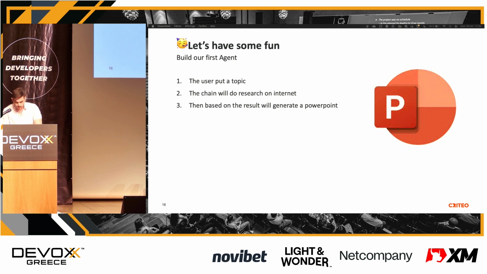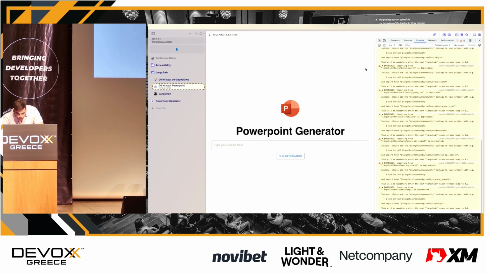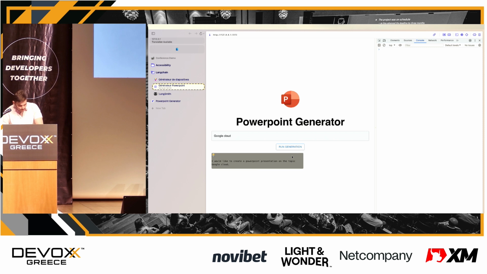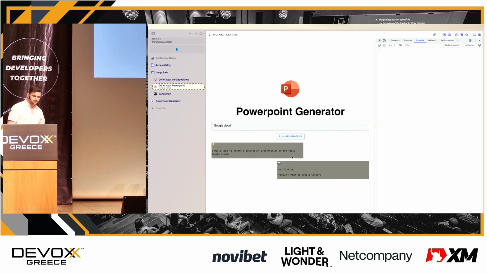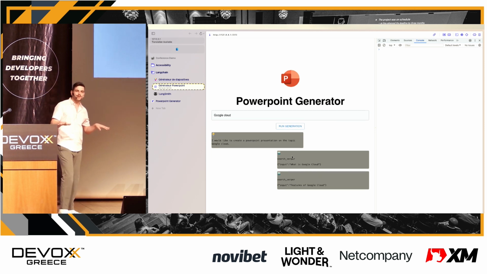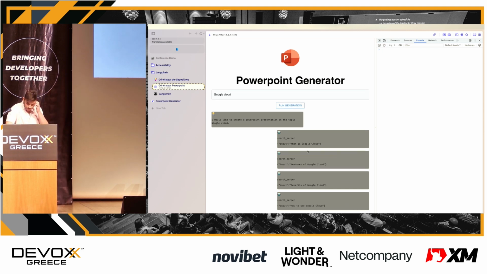If I go on the console, look, we'll see if it's working or not. It really depends on whether the LLM is lazy or not. So I would like to create a PowerPoint on Google Cloud. To be honest, we are not using cloud at Criteo, so I don't know anything about cloud. So we'll see if it makes sense. You will tell me. So it's doing some research.